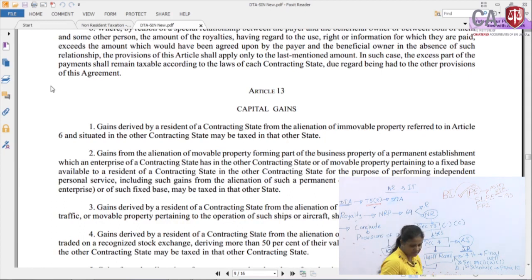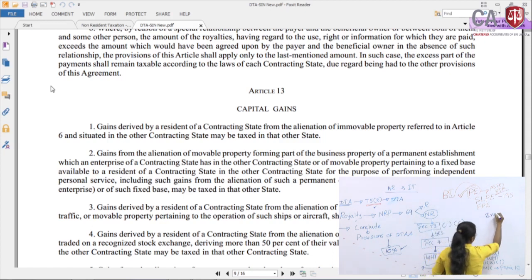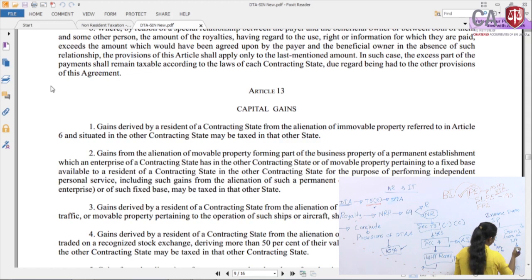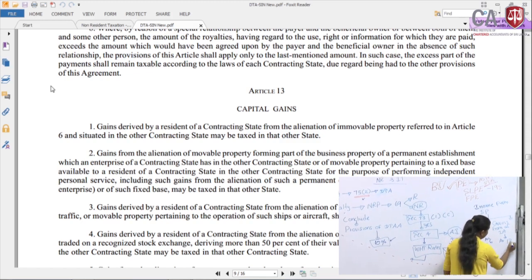Let me explain this. I'll use the same space here. The income from immovable property. When it comes to immovable property, there are two incomes. One is the rent income, and the other one is if you have disposed of the property, if there is a gain from realization of an investment asset. In the Sri Lanka-Singapore treaty, rent income is covered in Article 6. Gains from realization of the asset are covered in Article 13.